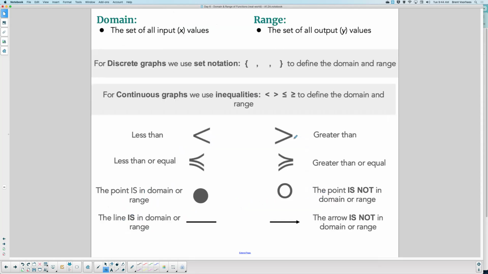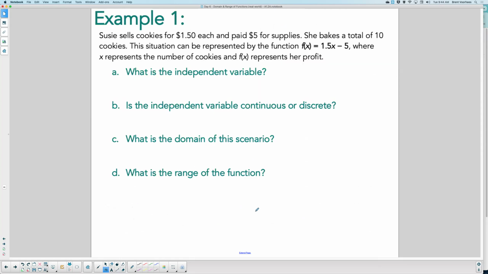Okay, so remember this chart right here? We looked at this last time. We're going to use these symbols, the same thing. You can look back to this at any point in time to help you out. If it's discrete, we're going to use these symbols to list our values. If it's continuous, we use these less than, greater than symbols for domain and range, all right? Today, I'm also going to try to write it out in words, okay?